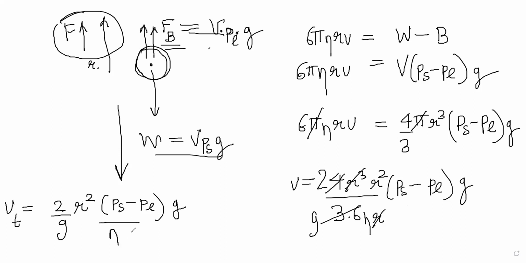Right, correct. So 9 eta is coming, and terminal velocity is 2 by 9 r square (rho s minus rho l) G by eta, right? That is your expression for terminal velocity.